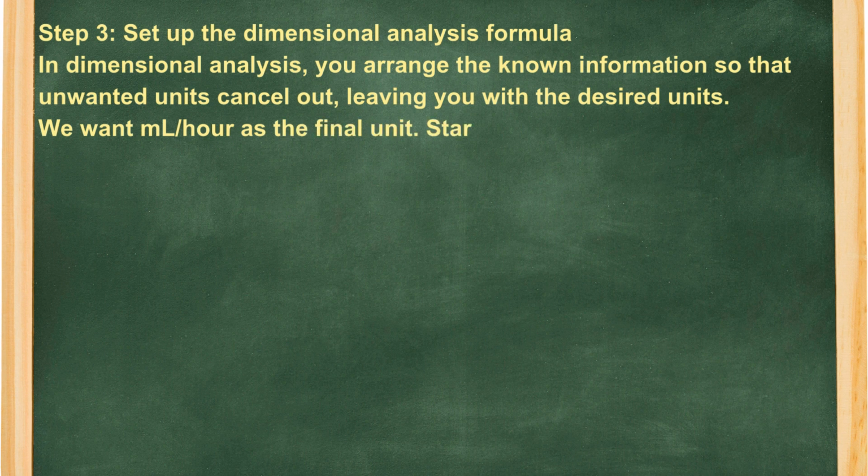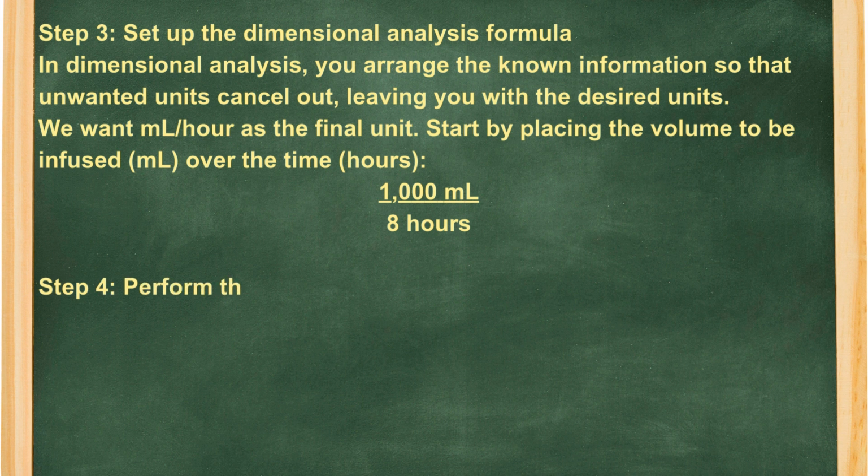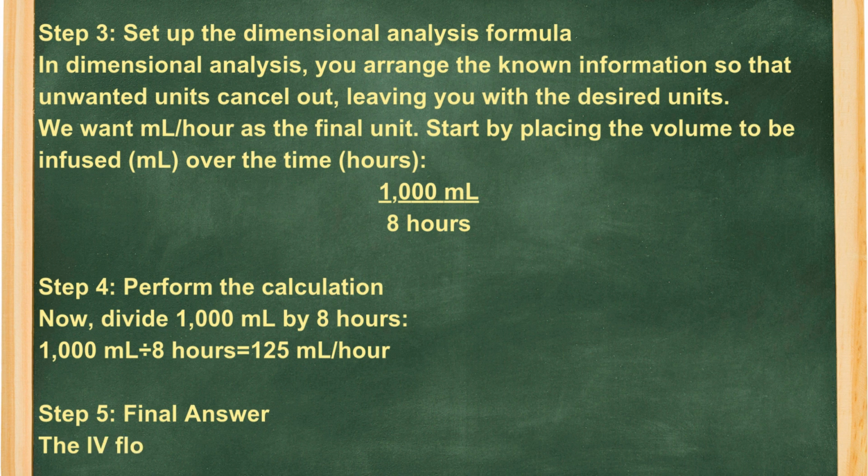Step 4, perform the calculation. Now, divide the 1,000 milliliters by 8 hours, which gives us 125 milliliters per hour. Step 5, final answer. The IV flow rate is 125 milliliters per hour. Using this approach, we were able to determine the correct flow rate to safely administer the IV fluids.